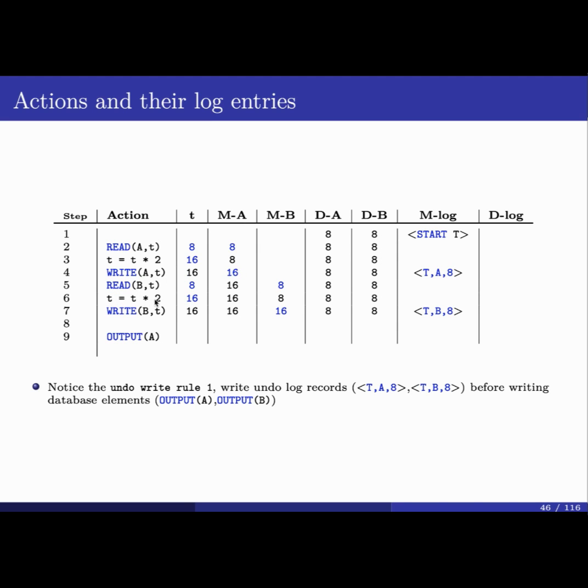Then, in the same way, the database element B, I modify this one in the main memory. Still, all the modification is going to be only in the main memory, or let's say the transaction's local memory. Then it's going to write this log entry here.